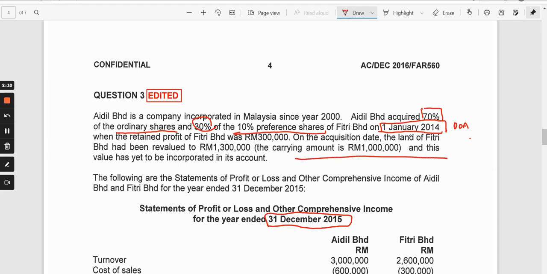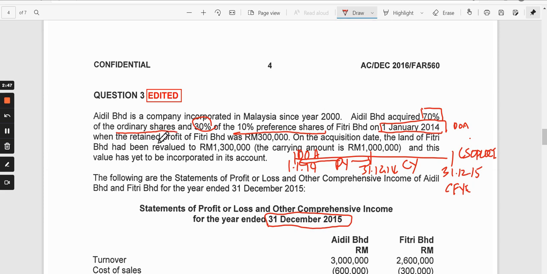So if this is the period, let's say here, this is 31st of December 2014, and it was acquired here, 1st of January 2014, the date of acquisition. This is the prior year, and this is the current year or current period, up to our current financial year end or reporting date. We will prepare our statement of profit or loss and other comprehensive income here. So that is the situation.